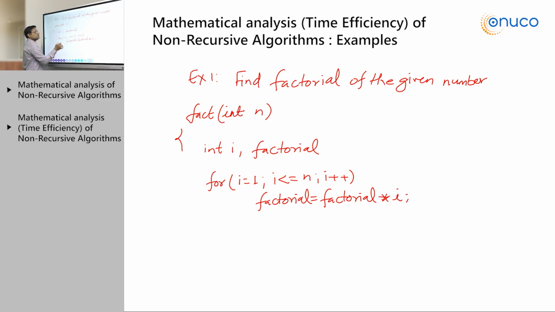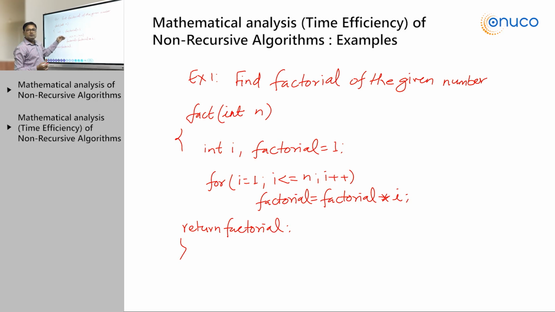Hence we must define int I. So factorial initial value must be defined as 1. Then you are going to perform this task again and again, and finally you are going to write return factorial to the main function, return factorial, right? Look, this is a very simple algorithm.